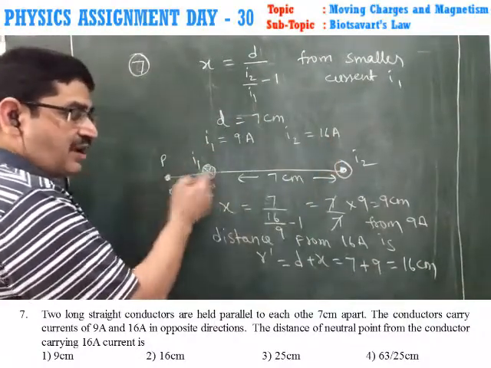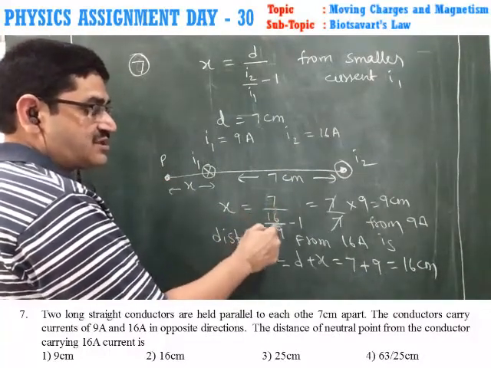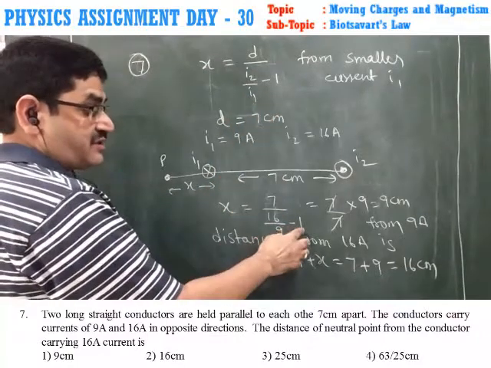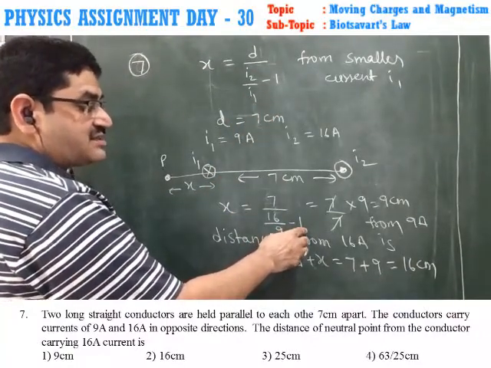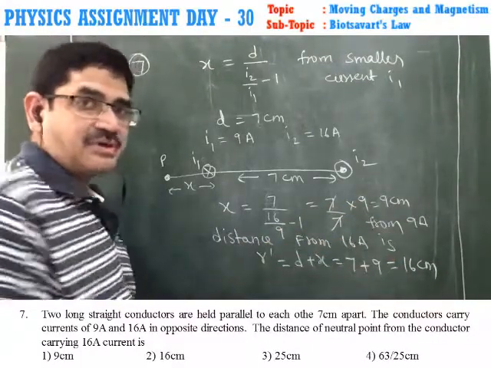So point P will be outside the system of conductors. So X will be given by 7 by (16 by 9 minus 1), that is I2 by I1 minus 1. So 16 minus 9, 7 by 9 you will get. Which means you will get 9 centimeters from the 9 ampere current.